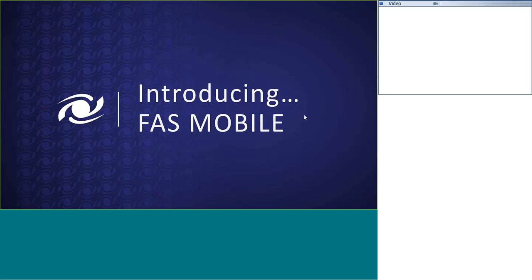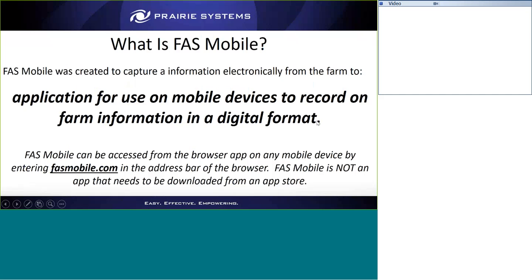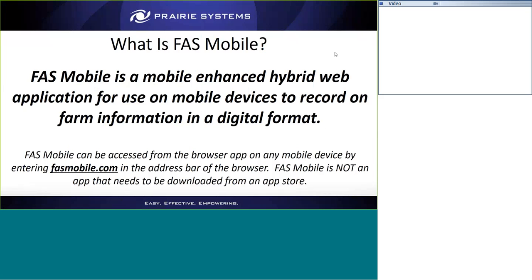All right, so just to talk a little bit about FAS Mobile. What is FAS Mobile and why did we create it? FAS Mobile is a mobile-enhanced hybrid web application for use on mobile devices to record on-farm information in a digital format. FAS Mobile can be accessed from the browser app on any mobile device by entering fasmobile.com in the address bar of the browser application. FAS Mobile is not an app that needs to be downloaded or updated from the App Store.